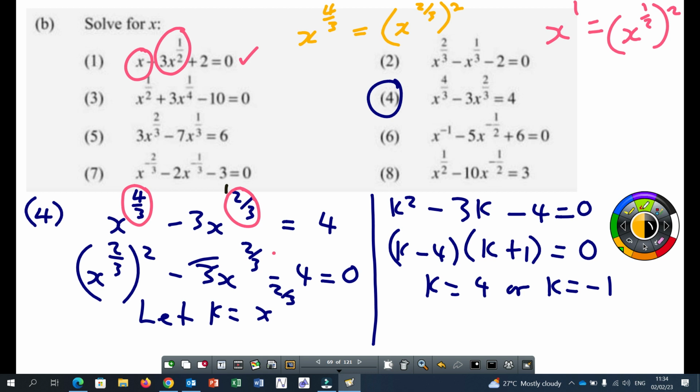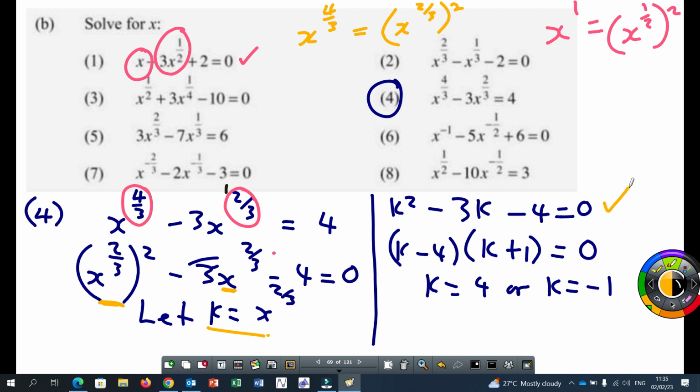Then, by doing this, you are creating this x to the power of 2 over 3. That will help you to introduce the K method, because this exponential equation is very complex. So once you do this, K is equal to x to the power of 2 over 3. Then you create a quadratic equation in terms of K, and that quadratic equation is a grade 9 quadratic equation. When you factorize it, you get two values of K.